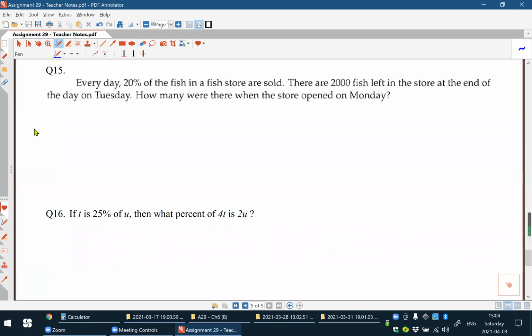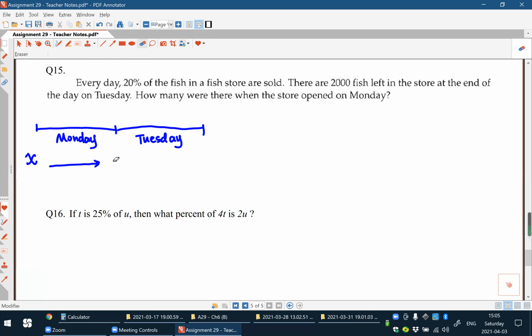Okay, so basically, if you don't understand this question quite well, you can draw a diagram to help you understand. So suppose this is Monday. And this is Tuesday. And suppose there are X fish when the store opened on Monday. So after Monday, we know that 20% of the fish are sold, right? So how many are left at the end of Monday?